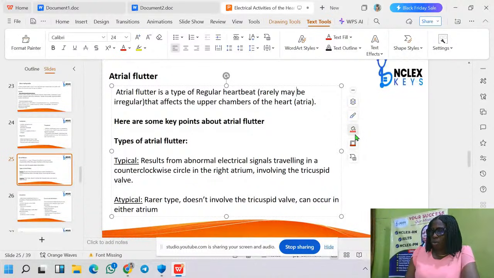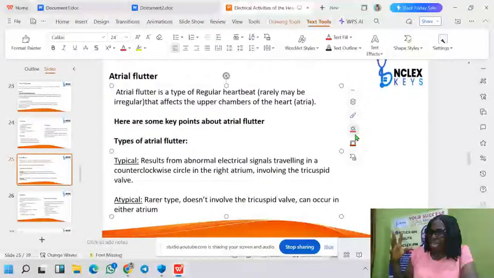Have we seen saw before? Hello, have we seen a saw like a carpenter saw? It's SAW. Have we seen it before?